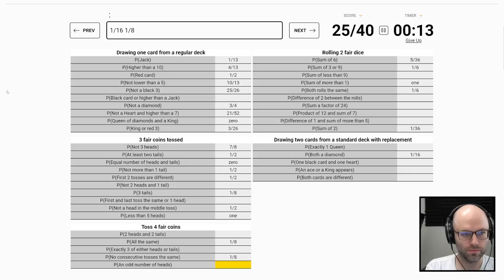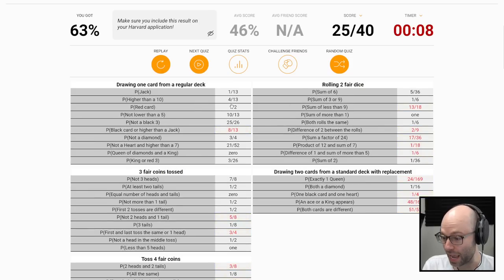2 heads. It's the most common. Well, we don't know the end. You know what? I give up. We beat the average, which is insanity. Holy cow. 63 versus 46.